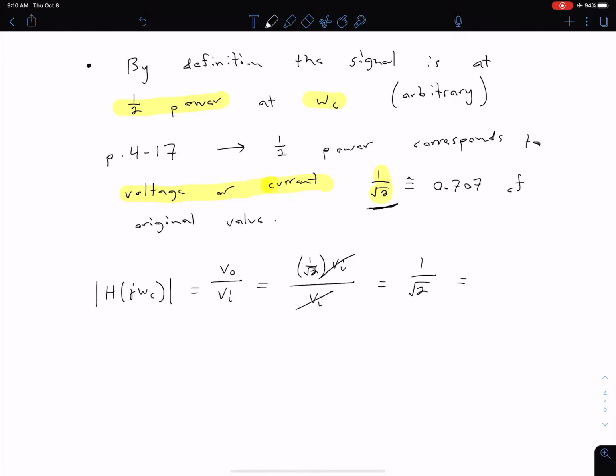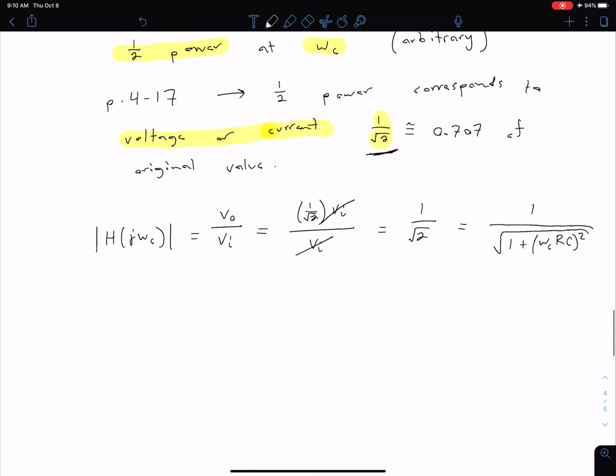So now what we do is we set that equal to our general expression for our transfer function magnitude. So we had 1 divided by the square root of 1 plus omega c RC quantity squared. So we get something that looks like that. So what we can do now is solve for that omega c. So we can say our omega c is equal to 1/RC.